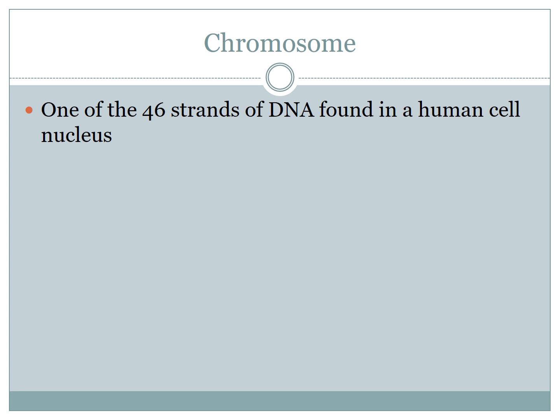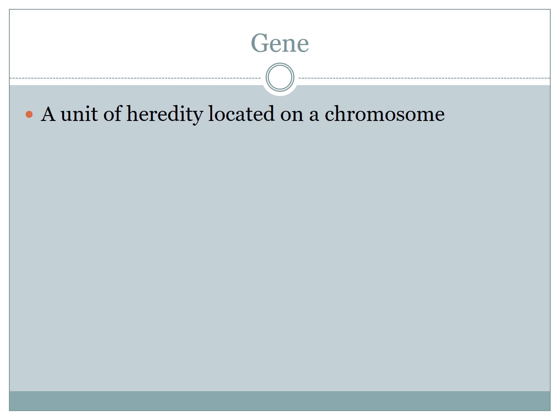Chromosomes. Chromosomes are one of the 46 DNA strands that are found in your cell's nucleus. Genes are a unit of heredity that are located on a chromosome. An example of a gene would be the gene for eye color.